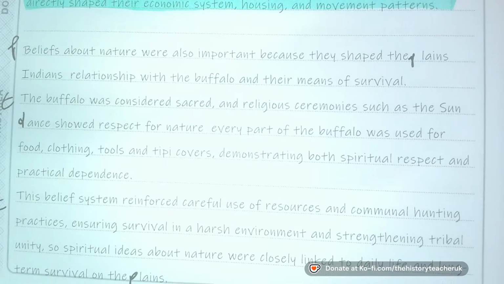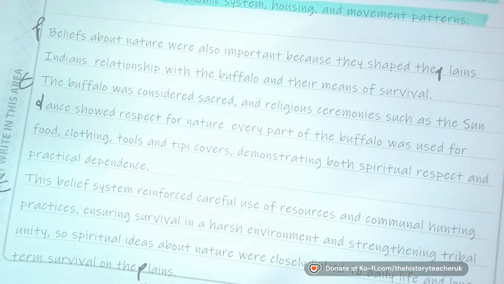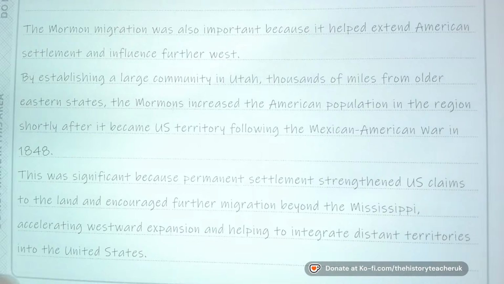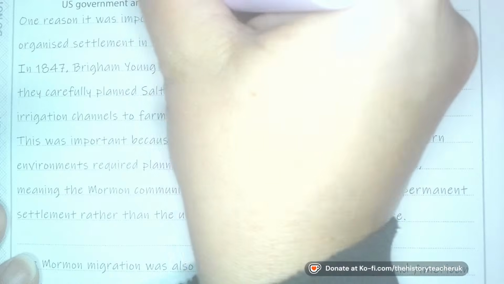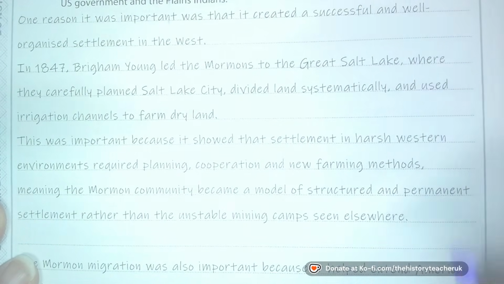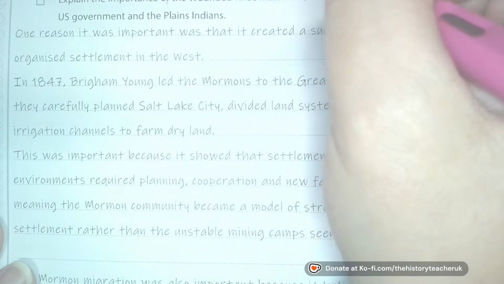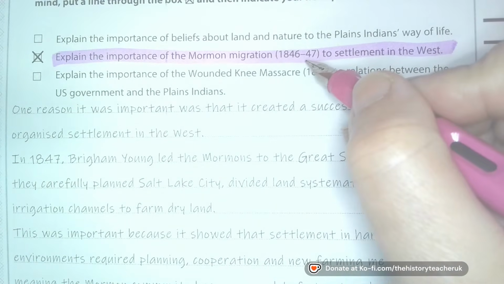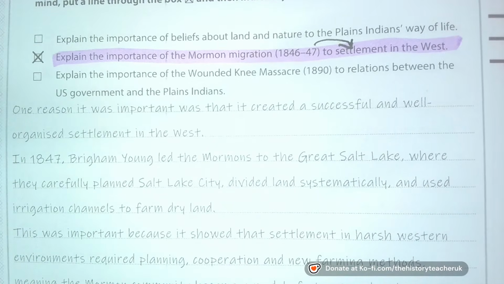Okay, lovely jubbly. Right, so let's just have a quick look at the other two. Explain the importance of. So we've got one more. We've got the Mormons. So this is: explain the importance of the Mormon migration to settlement in the West. Again, we're not just talking about the importance of the Mormon migration. We are talking about how the Mormon migration is important to the settlement of the West. So we need to focus on that.